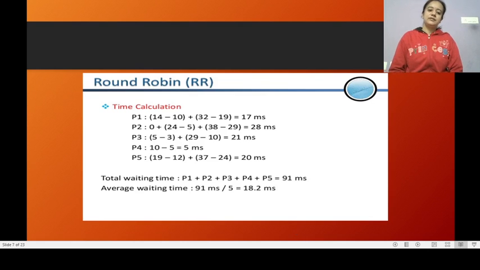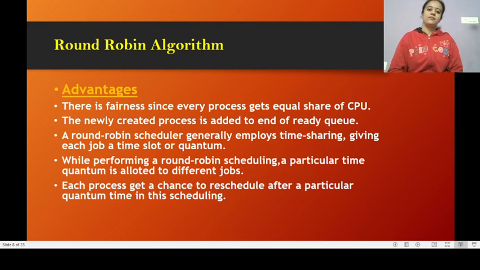In the time calculation, the total waiting time for all the processes comes to 91 milliseconds, and the average waiting time for all the processes will be 91 milliseconds divided by 5, equal to 18.2 milliseconds.